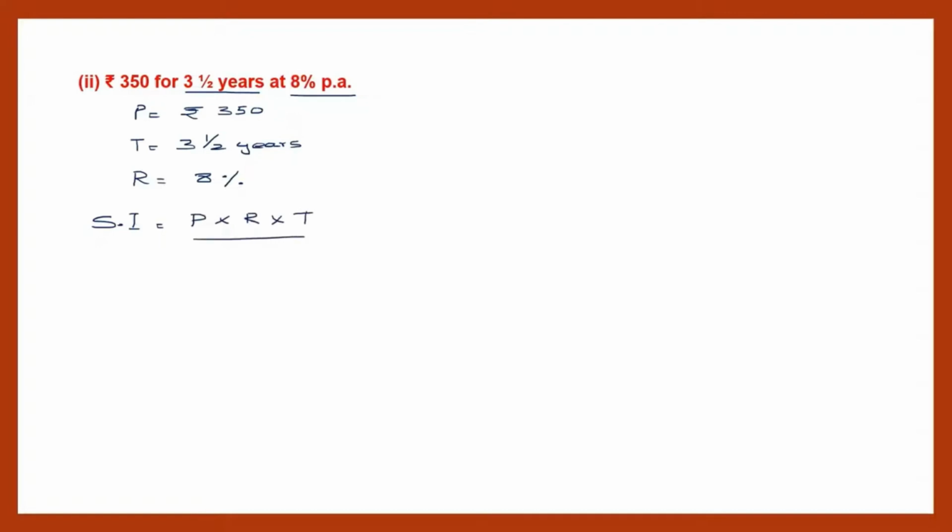So P into R into T divided by 100, and P, principal, is 350, rate is 8%, and time is 3.5 years. Now let's convert 3.5 years to a mixed number. 2 3s are 6 plus 1 is 7. So we have a mixed number, and now we have got an improper fraction, 7 by 2. So this is 7 by 2 years. We have made it an improper fraction.